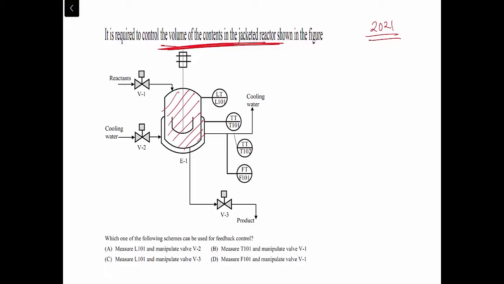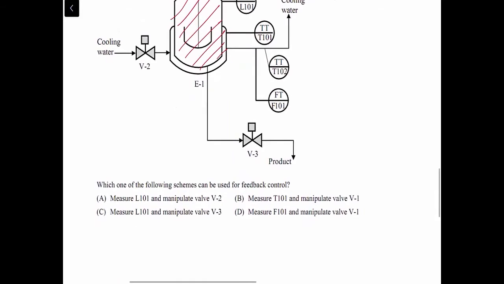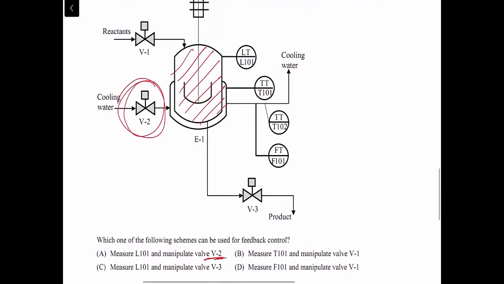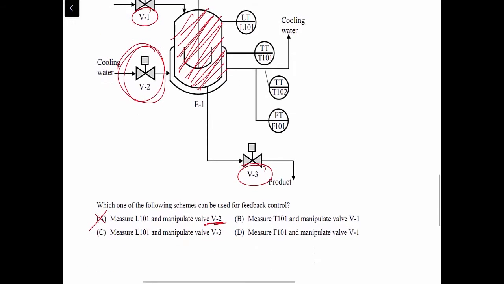So let's cross check from the options. There is V2 given. V2 can't be used because V2 is for cooling water, and what we have to control is the volume of the reactor. It means option A can't be possible. So either it may be V1 or V3. These two. Option C is V3, and then we have V1 again.